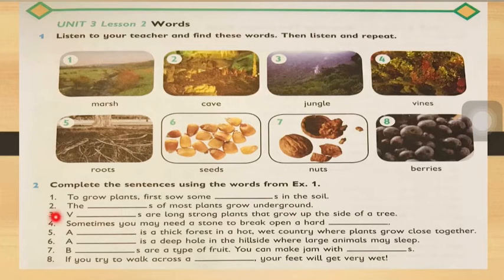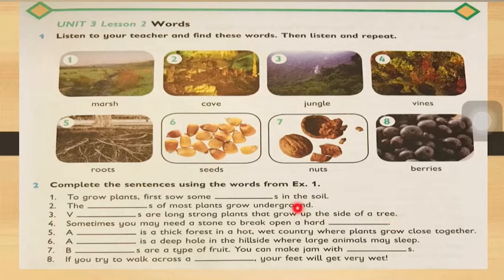Number 2. The dash of most plants grow underground. Now, what is the part of the plant which is mostly present underground? Yes, children, I have explained. Roots. As I have explained earlier, roots grow underground for the absorption of water and minerals. So, number 2 is roots. Number 3. Now, children, it is very obvious what this word is, but we'll read it. Dash are long, strong plants that grow up the side of a tree.